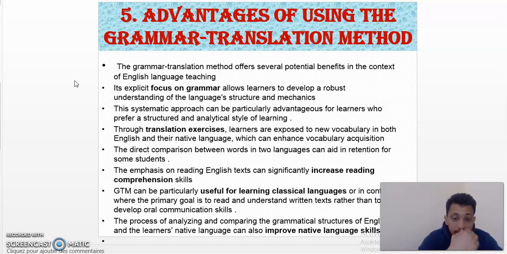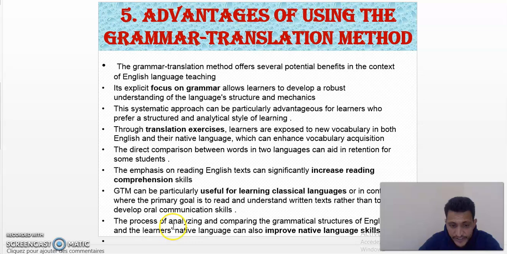So with this approach, you can increase comprehension, because students read a lot of passages and try to translate them into their native language to understand them, and this can promote their comprehension skills. GTM can be particularly useful for learning a classical language or in contexts where the primary goal is to read and understand written text rather than to develop communicative ability. So, to read and understand.